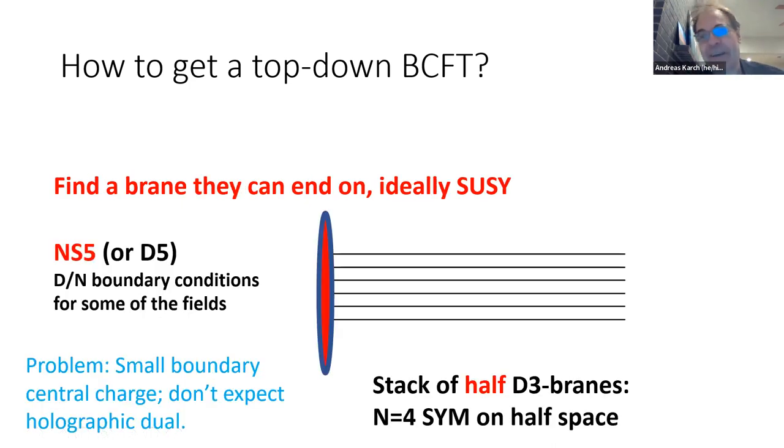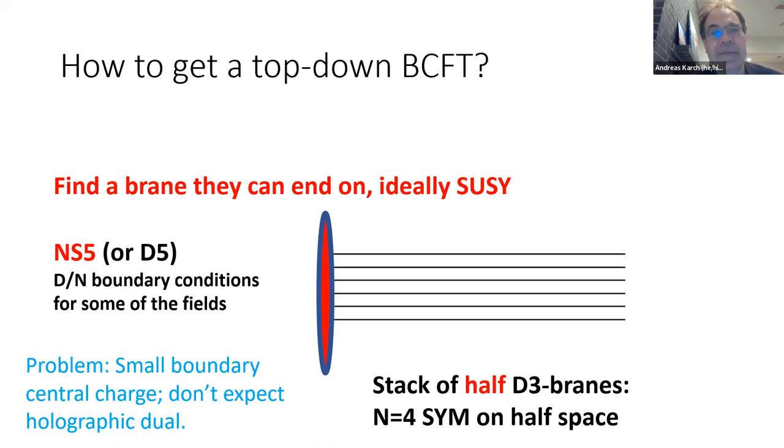I want to have a BCFT, so I need to take N equals 4 super Yang-Mills and put it on half space, so my D3 branes have to end on something, and these D3 branes can end in a supersymmetric way, so I have lots of control, on NS5 branes or D5 branes. So now we have N equals 4 super Yang-Mills on half space, but this isn't quite yet what I want, because if I look at this, basically my boundary conditions are like every field either has Dirichlet or Neumann boundary conditions, so my boundary is entirely trivial. There's no degree of freedom living on the boundary. And from what I told you before, the fact that we get 4D gravity on AdS4 was related to the fact that I can individually dualize this 3D boundary.